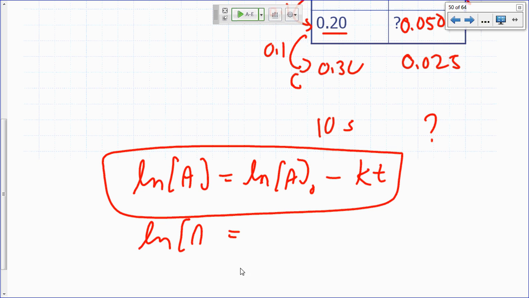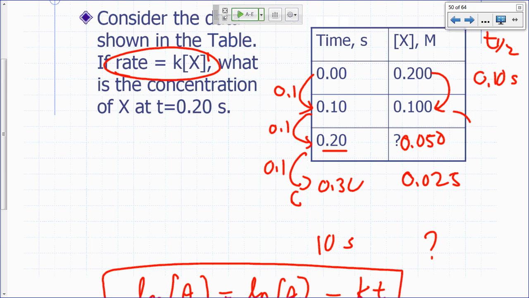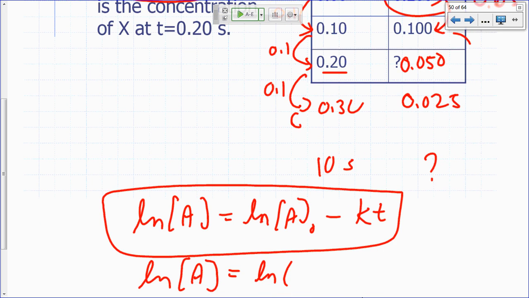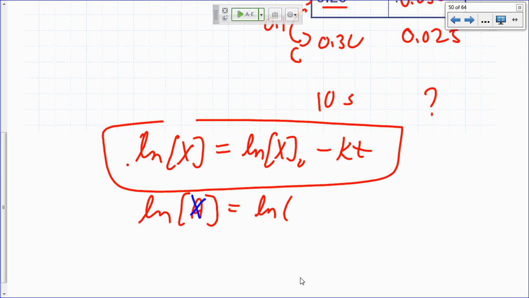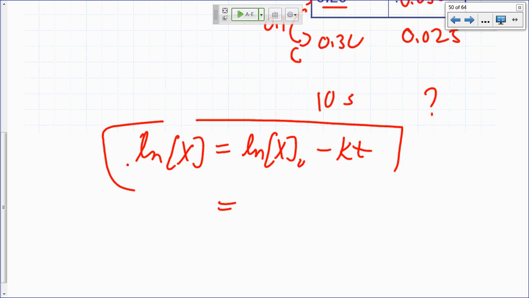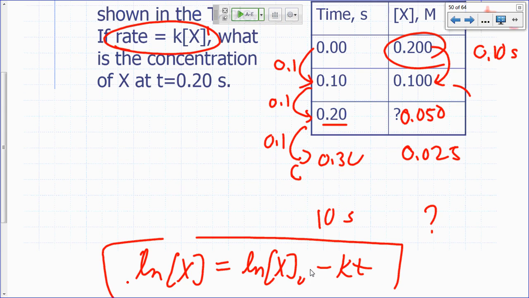So solve for ln of A. What's our very first concentration here? 0.2. Okay, actually X, so we're going to use the letter X here. Let me do this over. I'm going to say ln of x at time t is equal to ln of x naught minus kt, right? So you can say ln of x naught, so that's ln of 0.200, minus kt.